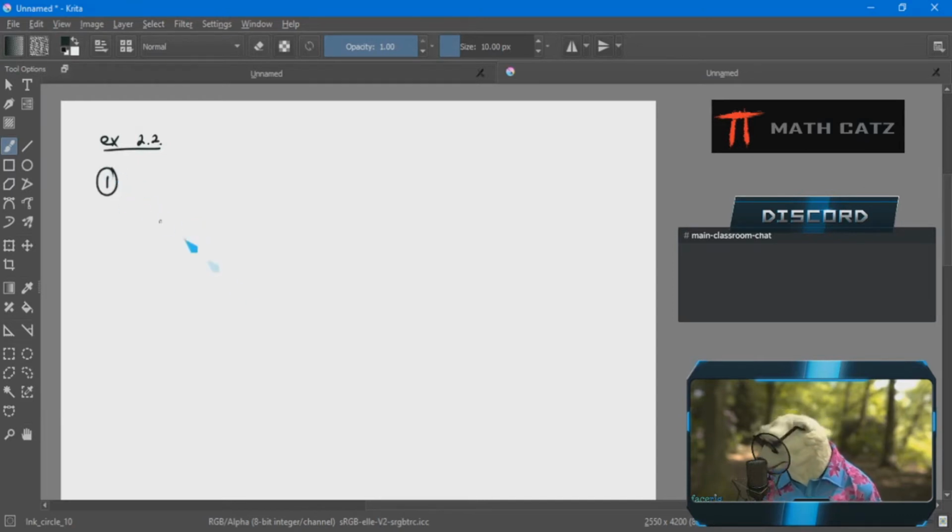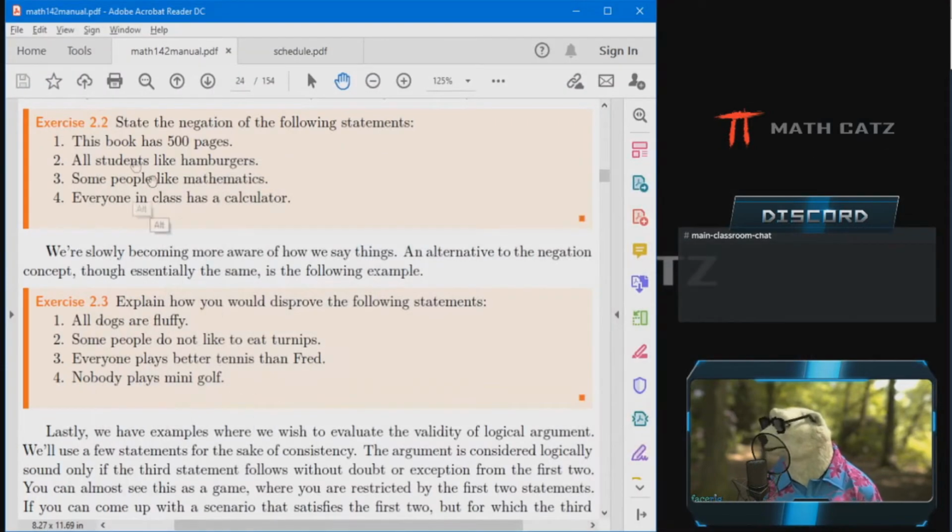So we have different kinds of statements. We have a simple kind of statement, like number 1. I'm looking at a book. The statement is, this book has 500 pages, whatever the book is, right? That's true or false. I don't know the specifics of the book. It could be true, it could be false, but it is a valid statement in that it either has 500 pages or it doesn't. This is either true or false, so it is a valid statement.